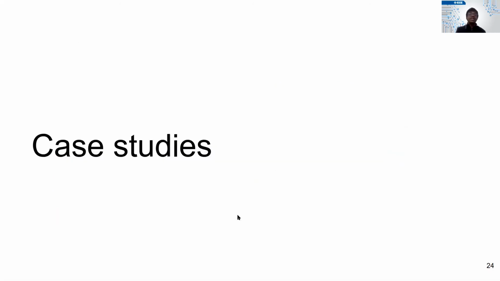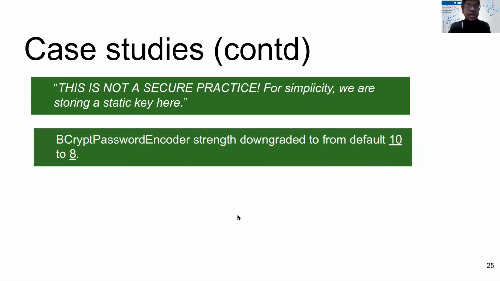Now I will present some interesting case studies. In one of the cases, we have found a comment in front of an insecure practice, which means that this is not a secure practice: for simplicity, we are storing a static key here. And in one of the cases, we have found that the developers downgraded the default strength of the bcrypt password encoder from 10 to 8 for high performance.